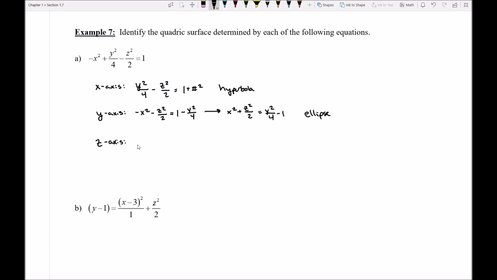Okay, so let's take a look from the z-axis. Notice here I'm going to get something like y squared over 4 minus x squared is equal to 1 plus z squared over 2. And yep, definitely here I'm ending up with a hyperbola. So I'm really going to need to go back to those ellipses and see how they behave. Are there numbers I can plug in for y that would make the ellipses ever not exist? Do the ellipses ever shrink to a point?